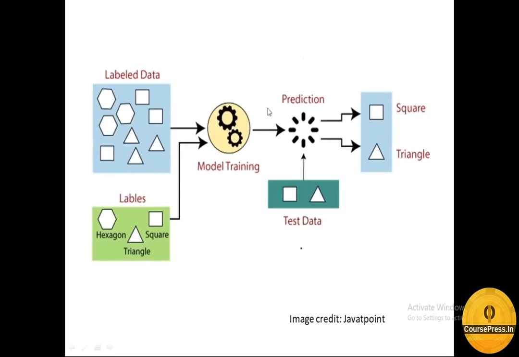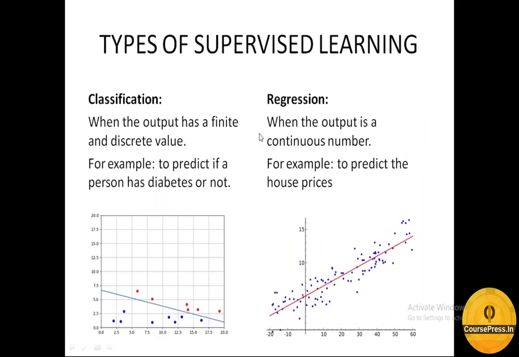Before that, we can see here that in the model, the labeled data, the images of a hexagon, square, and triangle, are sent into the model, and the labels, the names of the shapes, are given into the model. This model then makes a function, which it gives to the test data to test on, and the accuracy is checked. If the accuracy is low, the model is trained again to find a new function. So there are different types of supervised machine learning techniques: classification and regression.